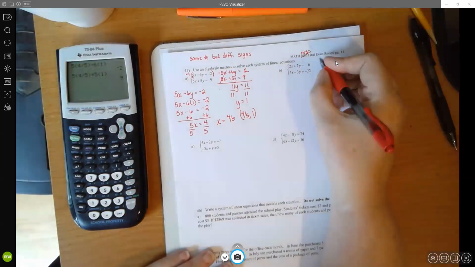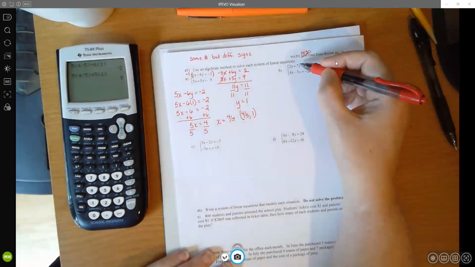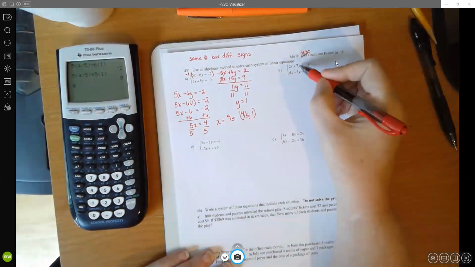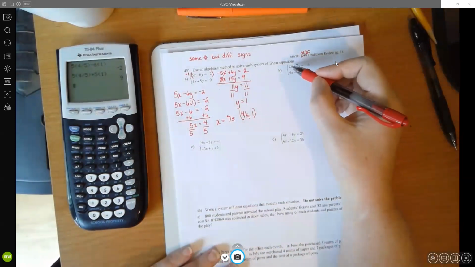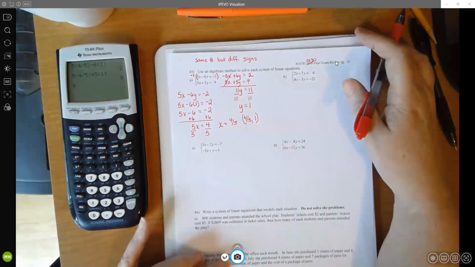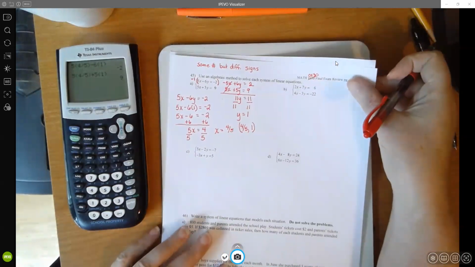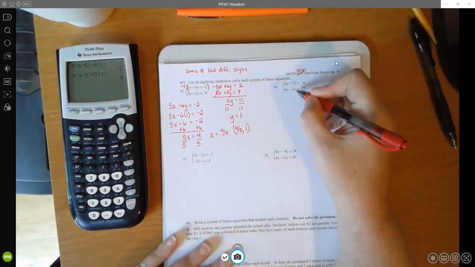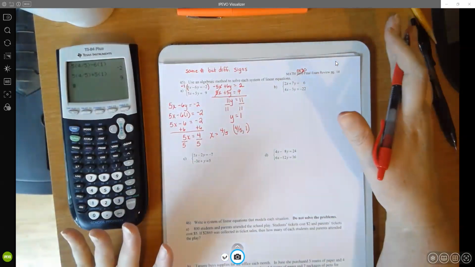Okay, let's look at the second problem. I have a 2x and a 4x, a 7y and a 3y. Now the 7 and the 3 are kind of nice because they're opposite signs already. And the 2 and the 4 are nice because they're smaller numbers, but it really doesn't matter which one you eliminate. If I choose to eliminate one, you'll have chosen to eliminate the other. But I'm going to choose to eliminate the 7 and the 3 because they're already opposite signs, so I won't make a sign mistake.